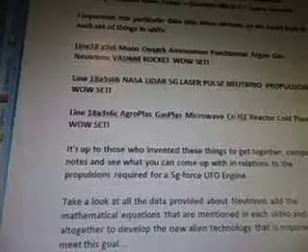Line 18a3s6b, NASA LIDAR, 5G, laser pulse, neutrino, propulsion, WOW SETI, and line 18a3s6c is AgroPlas, GasPlas, microwave CnH2 reactor, cold plasma, WOW SETI. It's up to those who invented these things to get together, compare your notes, and see what you can come up with in relation to the propulsions required for a 5G force UFO engine. Take a look at all the data provided about neutrinos, add the mathematical equations that are mentioned in each video, and put it all together to develop the new alien technology that is required to meet this goal.